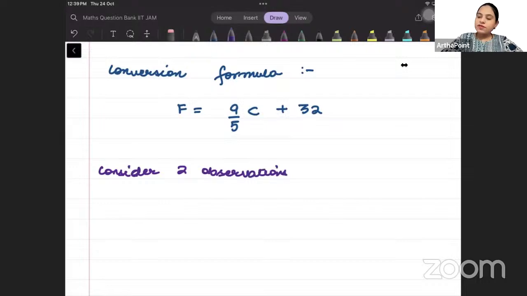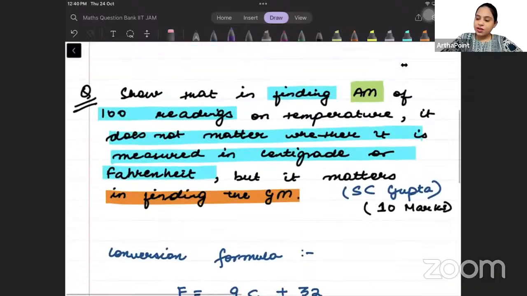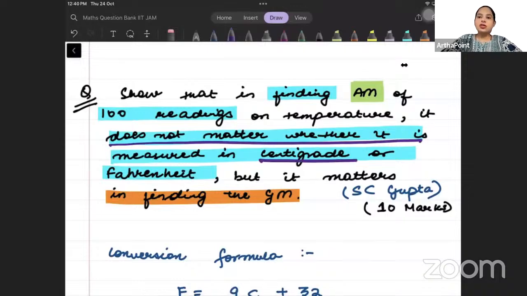Two observations means that there is a thermometer. This thermometer is giving you temperature in centigrade. Once it has given you a temperature of 20 degrees Celsius, and the other time it has given you a temperature of 30 degrees Celsius. So it has given you two temperatures in centigrade from the first thermometer.